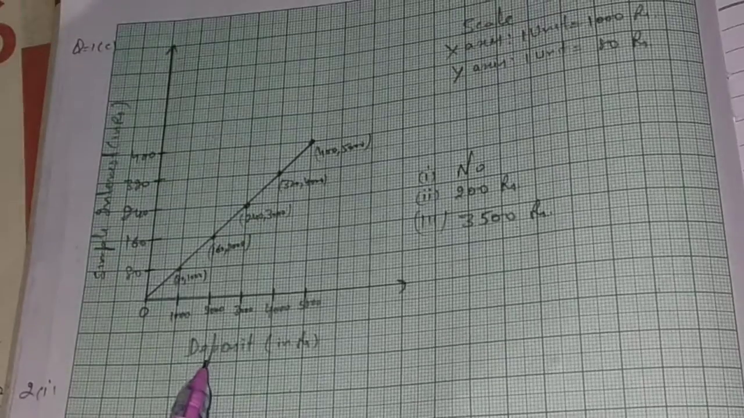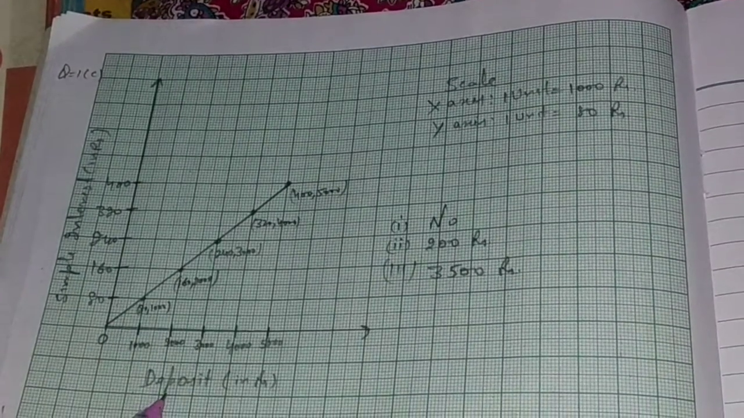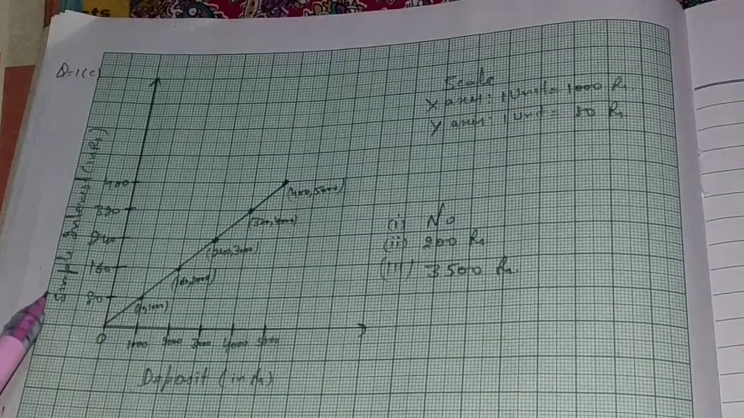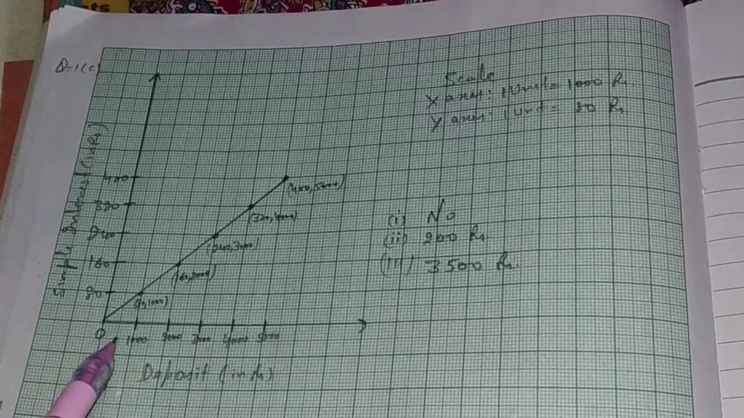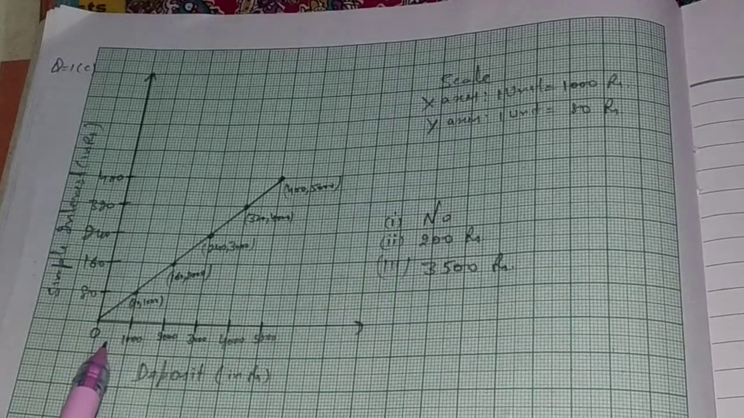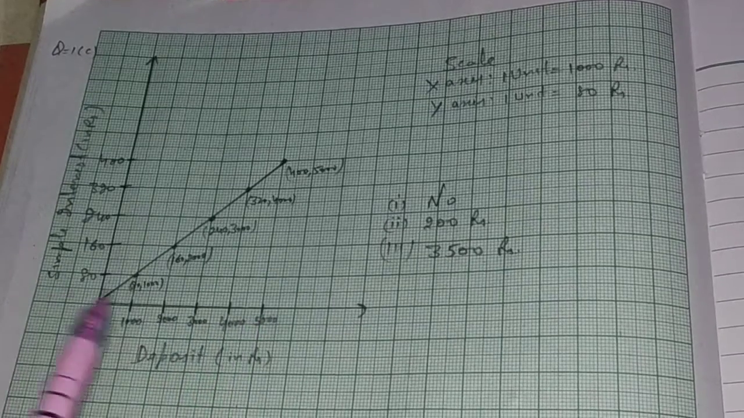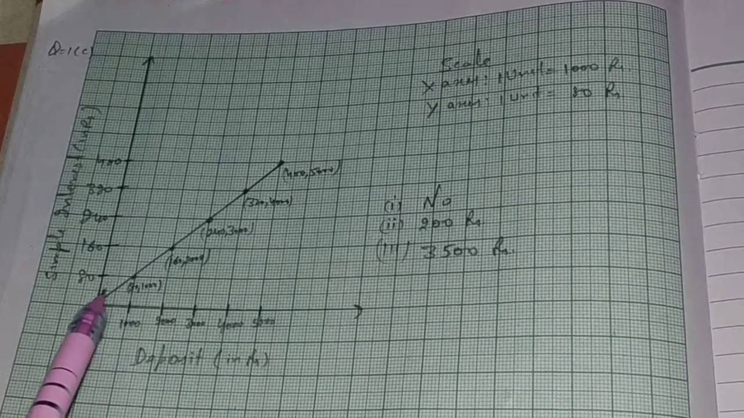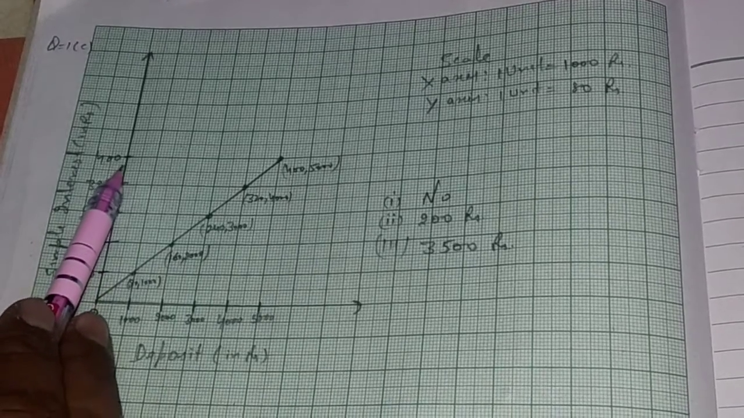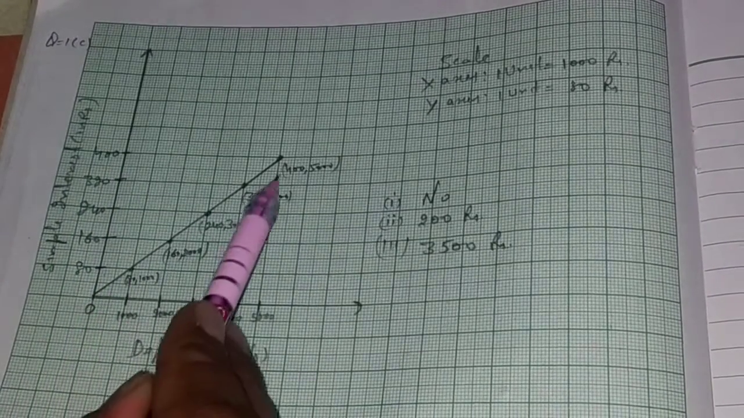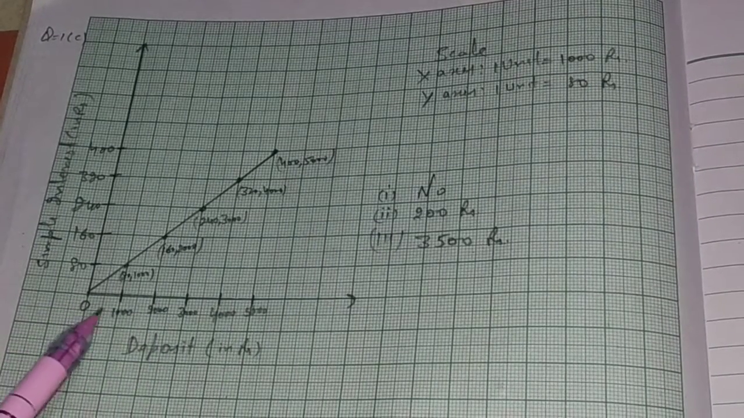Now the third part, it's a graph between rupees deposited and simple interest on it. So on the x-axis take 1 unit equal to 1000: 0, 1000, 2000, 3000, 4000, 5000. On the y-axis 1 unit equal to rupees 80: 80, 160, 240, 320, 400. So this is the graph between deposit and interest.